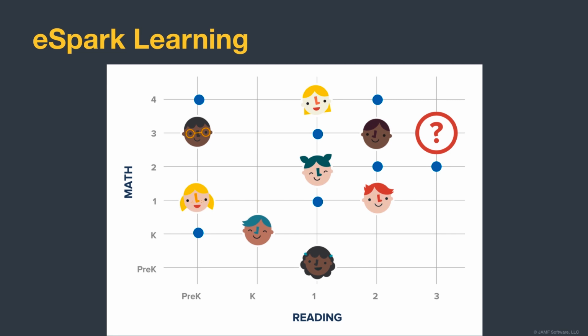One of the very last things I'm going to talk about is a new partner of Jamf's called eSpark Learning. What eSpark Learning does is it looks at all of your students' personalized assessment data. And as we know, in a first grade classroom, you could have students reading at the third grade level and doing math at the kindergarten level. eSpark Learning takes your students' personalized assessment data and creates a playlist of apps that will specifically address their concerns and areas of deficiency that students need to focus on.